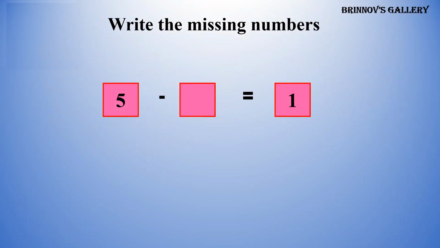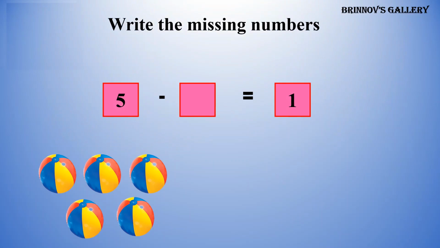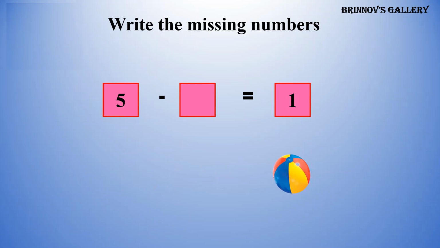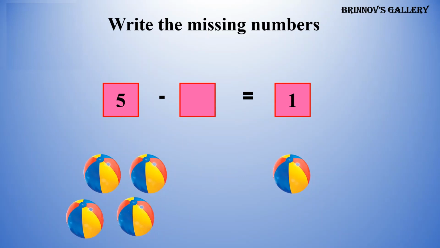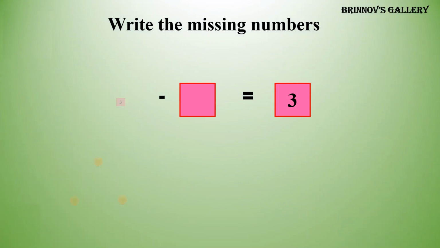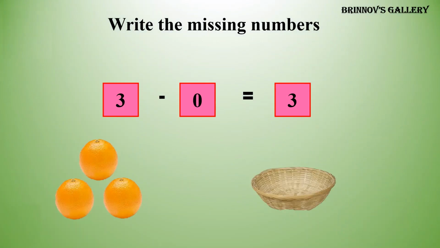5 minus how many is equal to 1? 5 balls. 1 remaining. 1, 2, 3, 4. 4 balls. So, 5 minus 4 is equal to 1. 3 minus 0 is equal to 3.